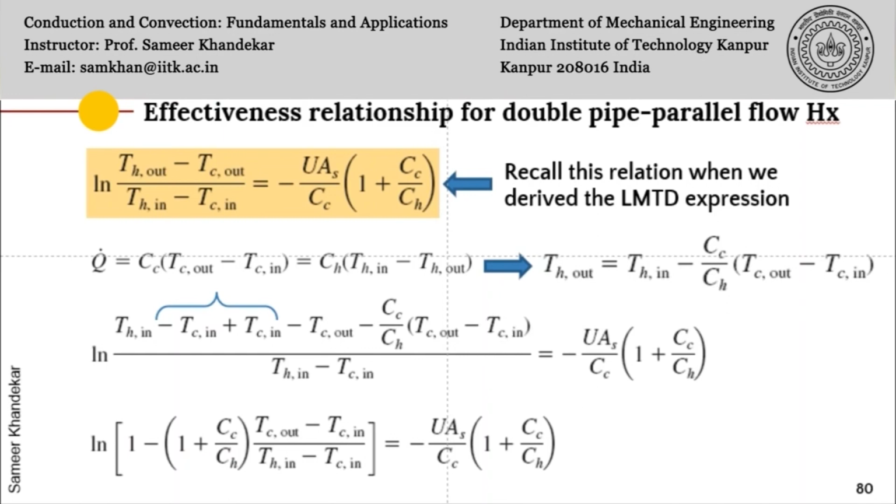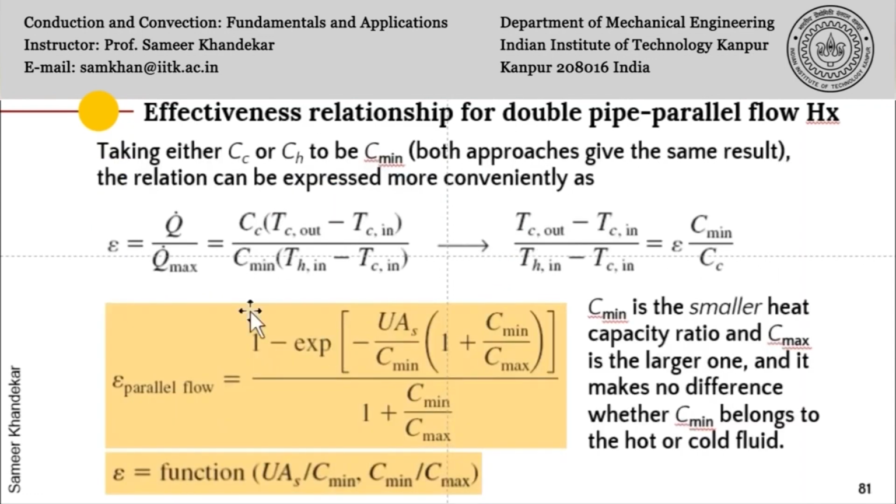So moving on to slide number 81 and simplifying this expression, we can immediately see that if you substitute this into the Q dot divided by Q dot max, which is the definition of the effectiveness, then we can get an expression for the effectiveness. And you should also appreciate the fact that since effectiveness is a non-dimensional quantity, everything on the right hand side of this equation is indeed non-dimensional.